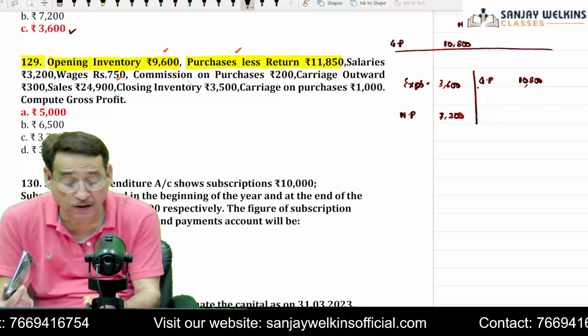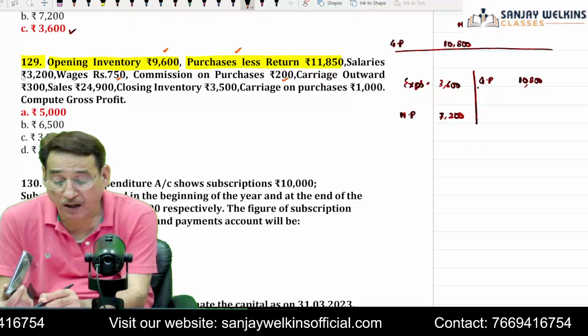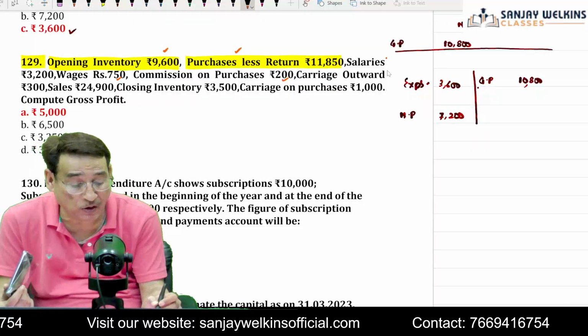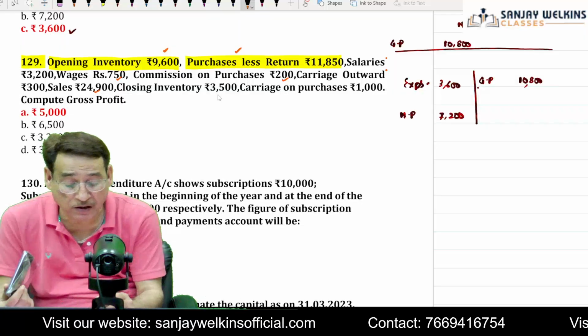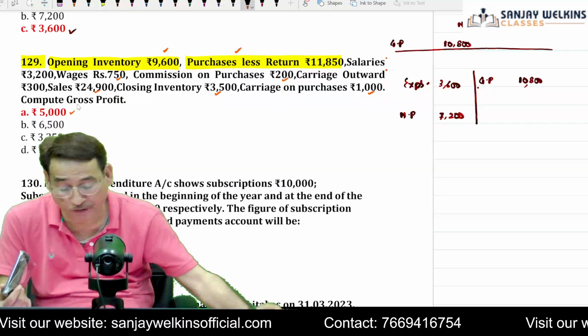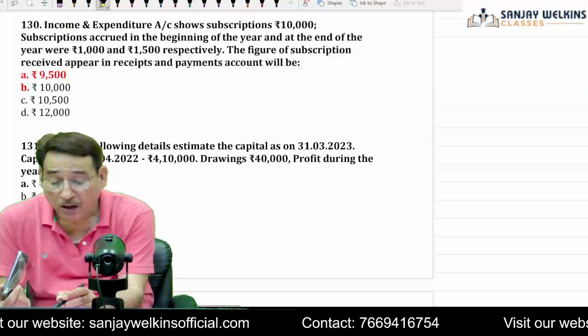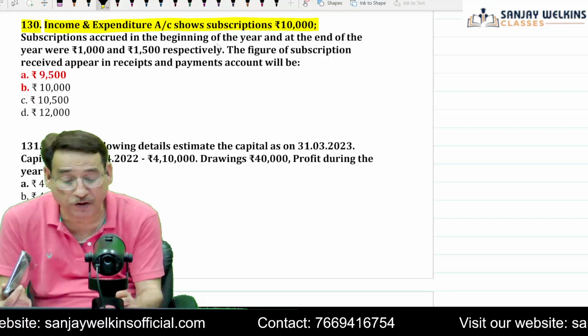Wages you will write, commission on purchases you will write, carriage outward you will not write. Carriage outward and salary you are going to put in P&L, not in trading. Then you are going to write sales, closing inventory, even carriage on purchases, and then you can get the amount of gross profit easily. In this question 130, it is stated that income and expenditure shows a subscription of 10,000.